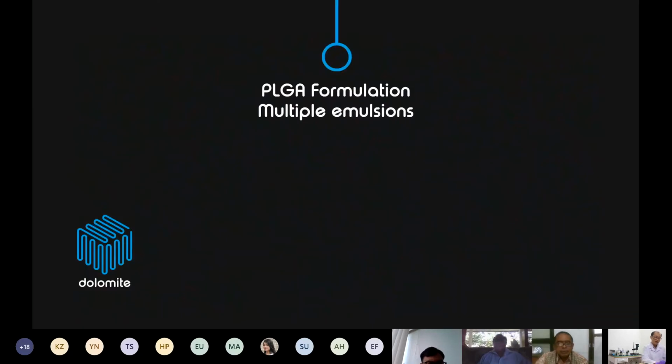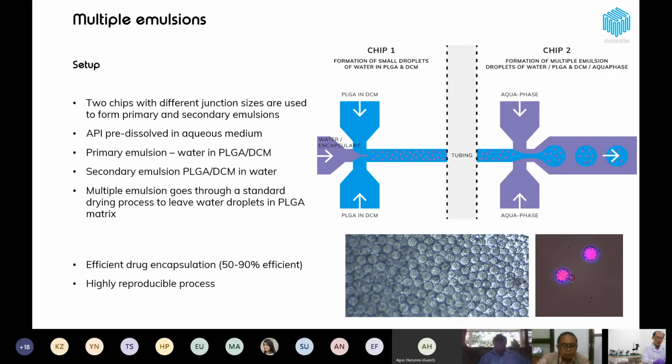The next is some applications for API or drug encapsulation. We can make multiple emulsions with different PLGAs. In this case, a multiple emulsion means small droplets contained in bigger droplets. In this case, we use two different chips.